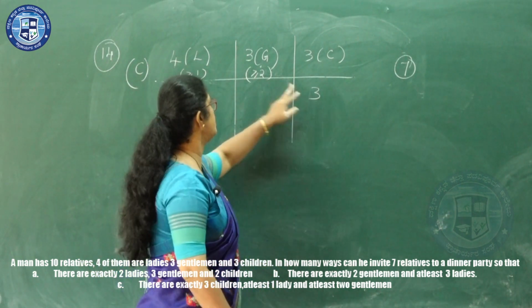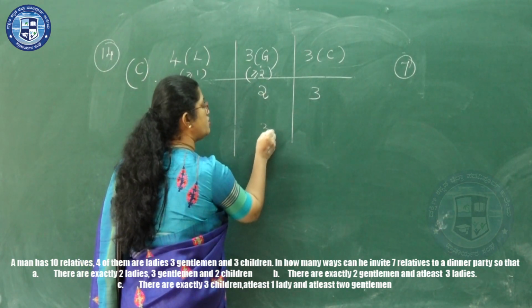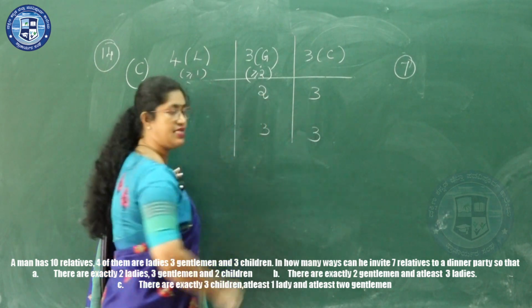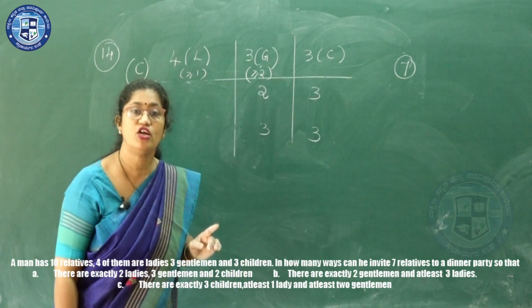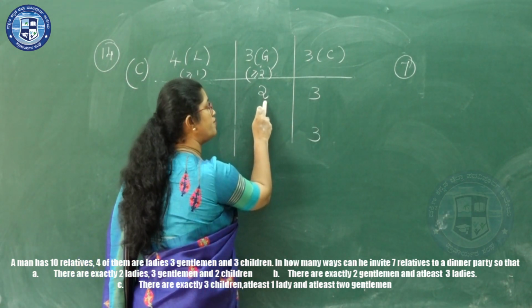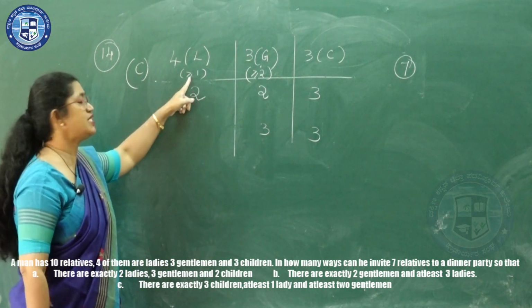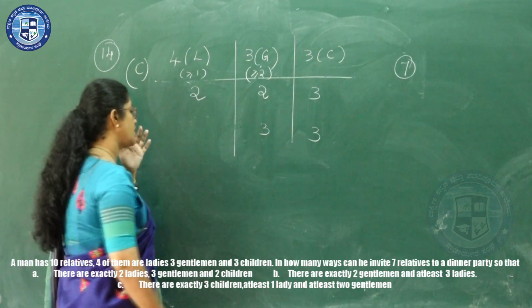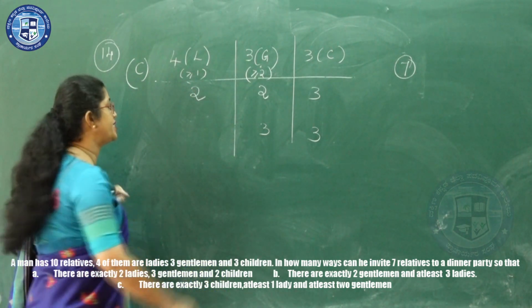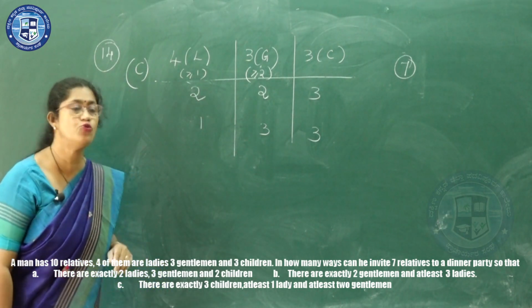If there are 3 here and greater than or equal to 1 possibility is 2 and the other possibility is 3. Children should be exactly 3. What should be the total? Total should be 7. So in the first case, 3 plus 2, 5. I need 2 more, so that is from here. See whether it is satisfying this condition. Yes. Next, 3 plus 3, 6. I need 1 more to make it 7. 1, it is satisfying the condition. So I get 2 cases.